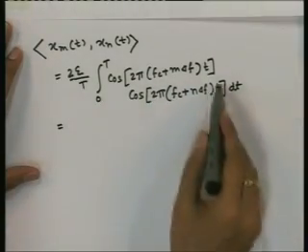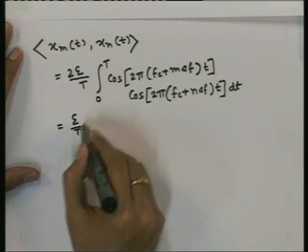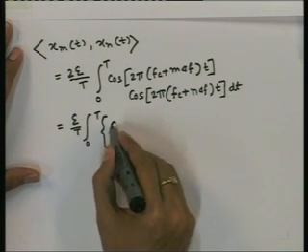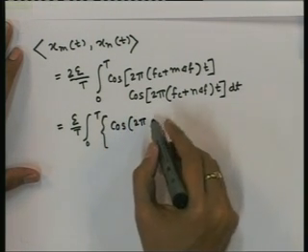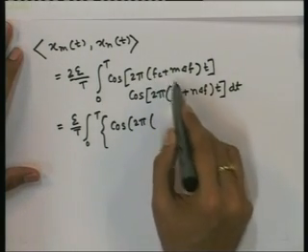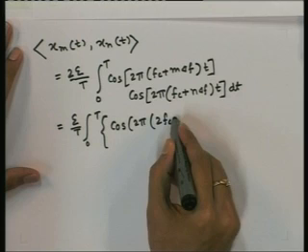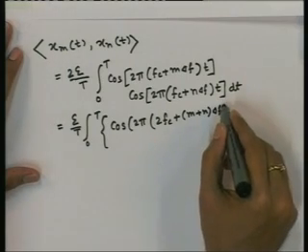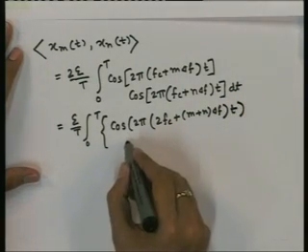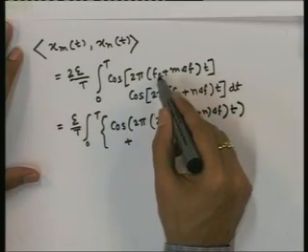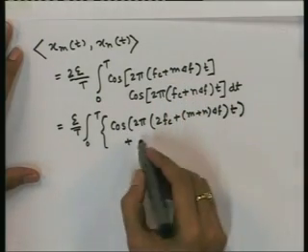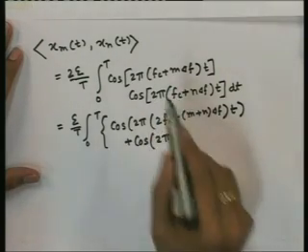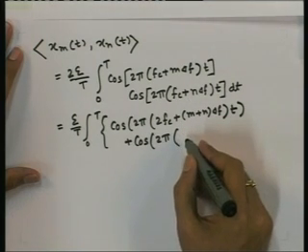Now 2 times this can be written as addition of these two frequencies, that is cos 2 pi 2 fc plus m plus n delta f t, plus the same thing with the difference of these two frequencies, cos 2 pi, difference of these two frequencies, fc cancels, and m minus n delta f t.